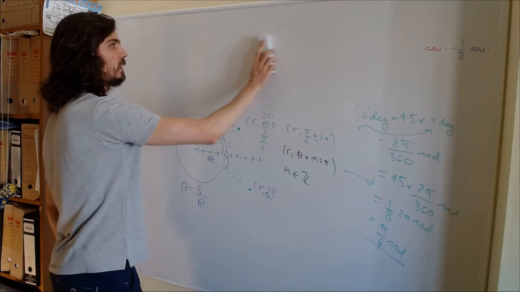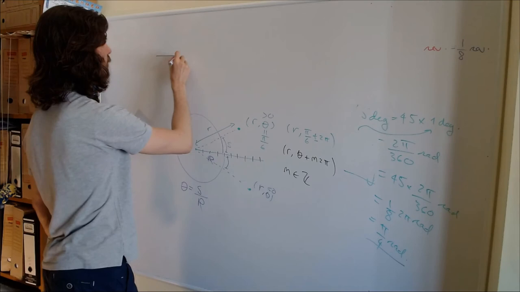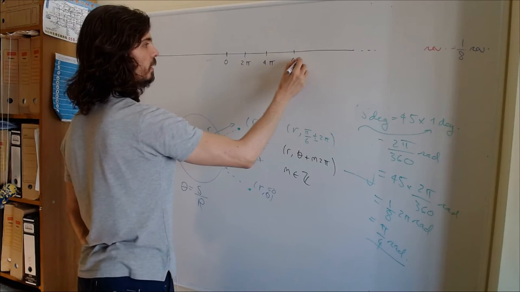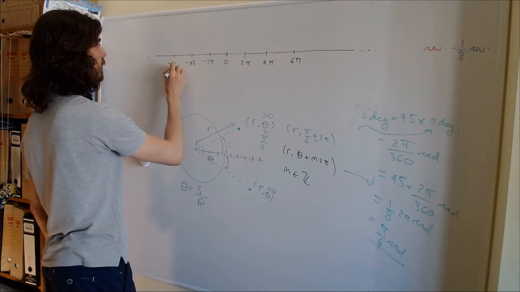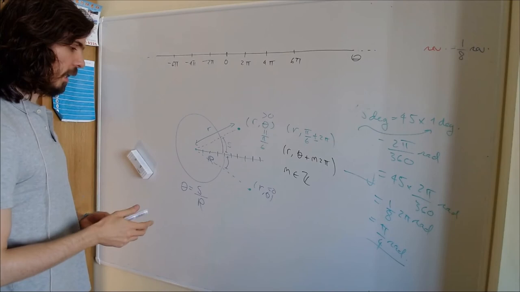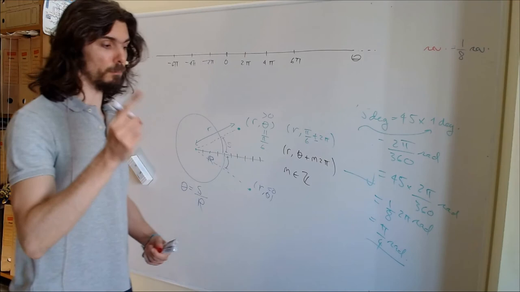Let's just look at the real line for a moment. Here's the real line. Suppose this is zero, and I put multiples of 2 pi: 2 pi, 4 pi, 6 pi, minus 2 pi, minus 4 pi, minus 6 pi, it goes on forever. This is the line representing theta, the angle in radians, and now let's mark our angle. Let's mark all the names, okay? All the names.